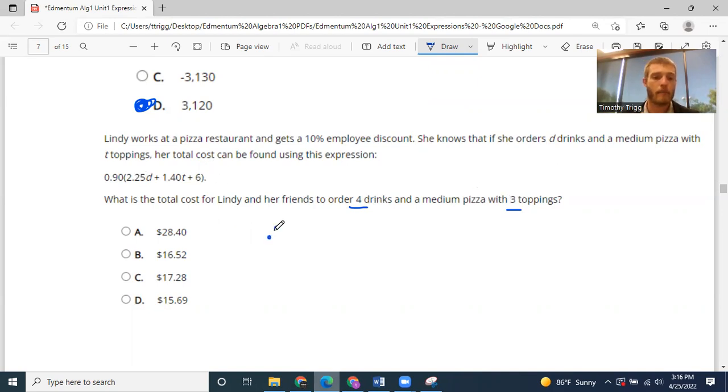So that's going to be 0.9. These zeros don't matter. 2.25 times 4, because I'm replacing the D here with 4, plus $1.40 times the number of toppings, that's 3, then plus 6.